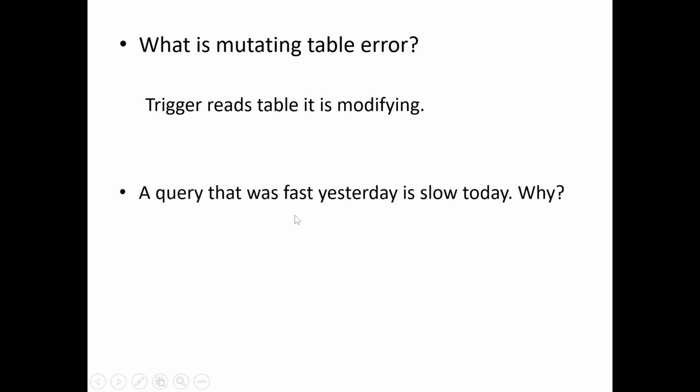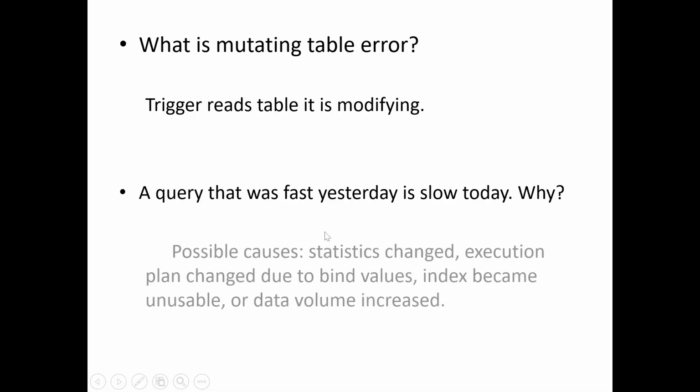The query that was fast yesterday is slow today. Why? The possible causes are statistics changes. There are many statistics for many objects that have changed. The execution plan changed due to bind values. The index became unusable, or data volume increased. In these kinds of situations, the query may go slow.